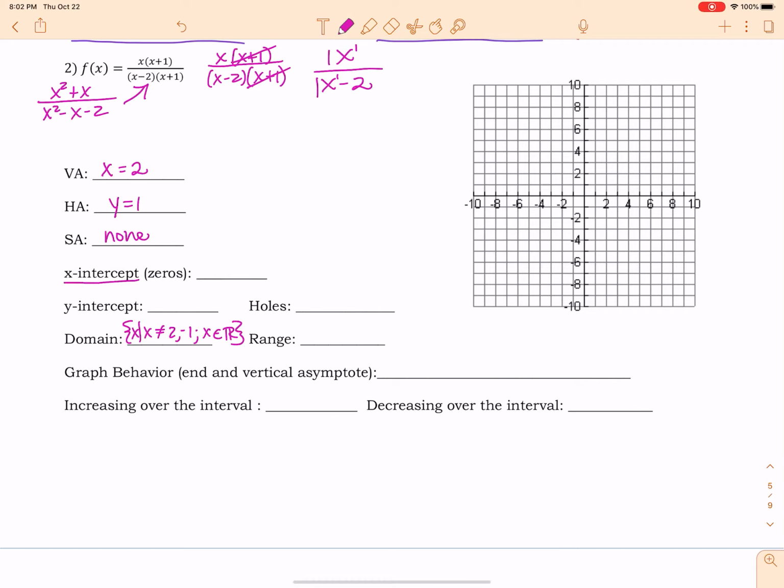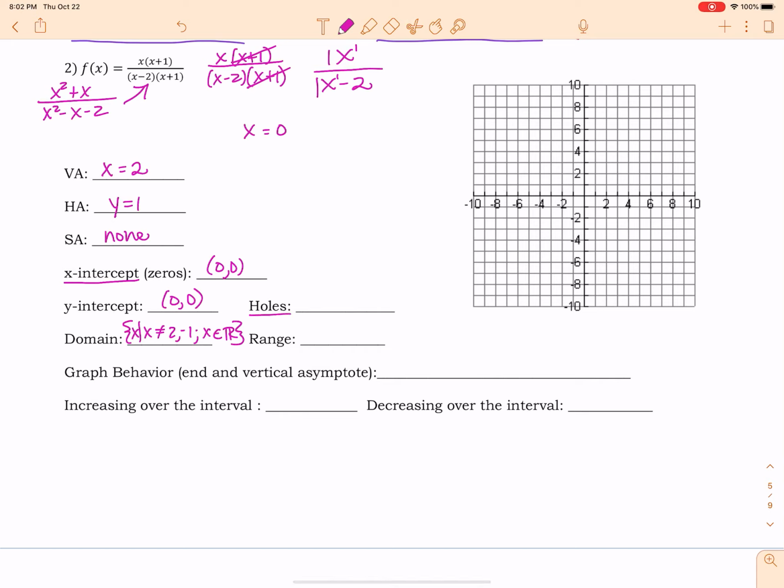Okay, to find my x-intercepts, I've got to set my numerator equal to 0. Well, that's pretty easy. And remember, if your x-intercept is 0, your y-intercept is also 0. Don't even have to do any work for that.